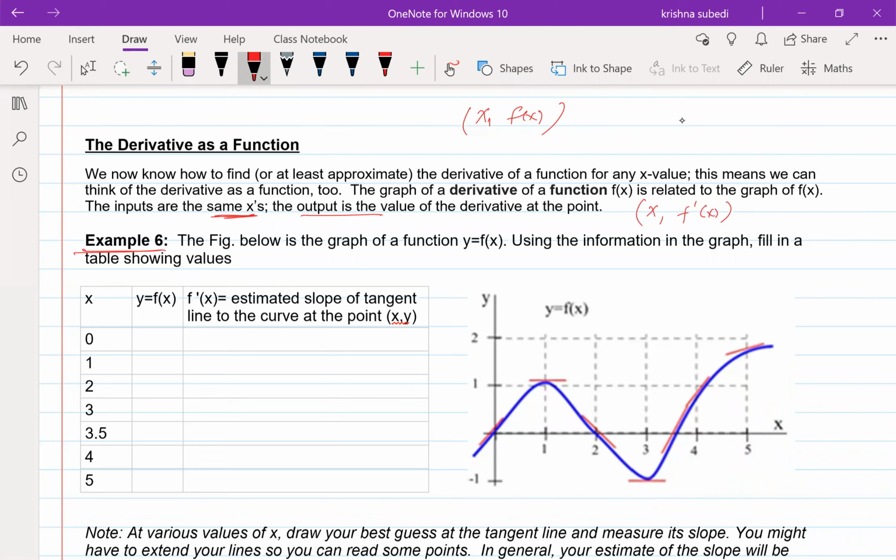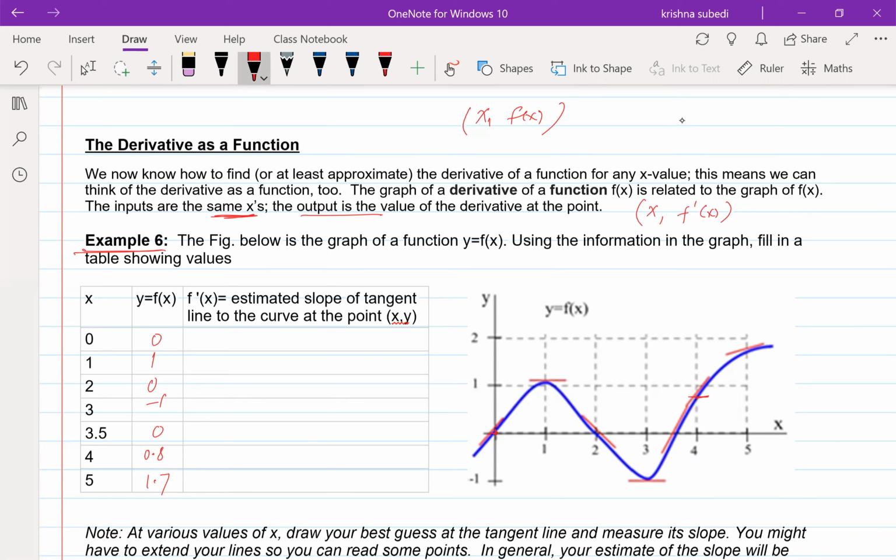So in this table, when x is 0, this point, your y is also 0. When x is 1, let us fill that y value first. When x is 1, then what do you get? y is 1. When x is 2, y is 0. When x is 3, y is -1. When x is 3.5, this will be 0. When x is 4, maybe 1.8 approximately. And when this is 5, it is maybe not 1.8, I mean 0.8 approximately.